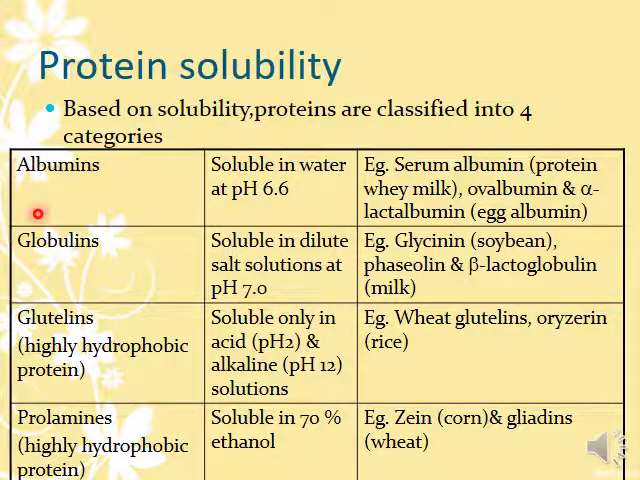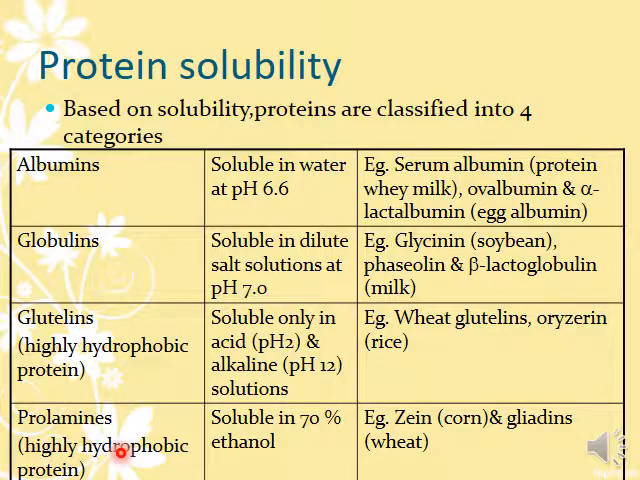If you notice, all of the listed proteins here are the simple type of protein. Albumin, normally found in whey protein in milk, is soluble in water at pH 6.6. Globulin, for example, can be found as glycinin in soybean and also in milk, and is soluble at neutral condition.